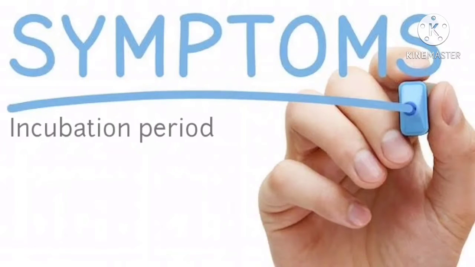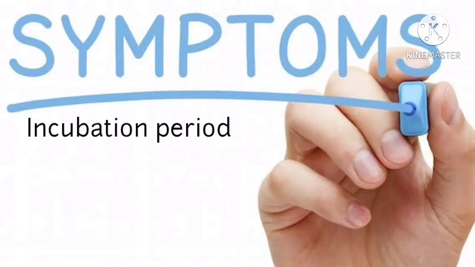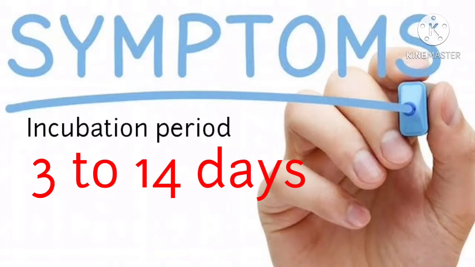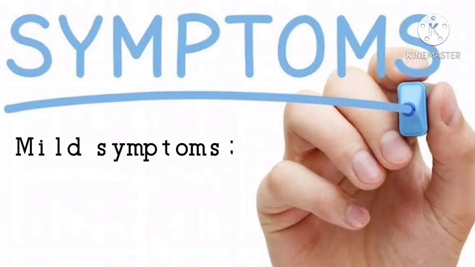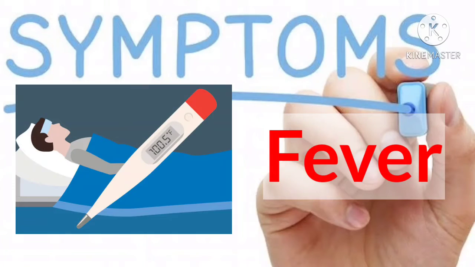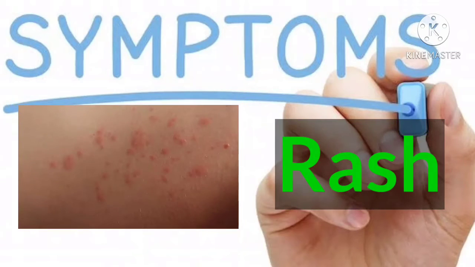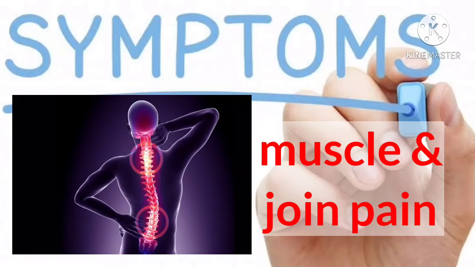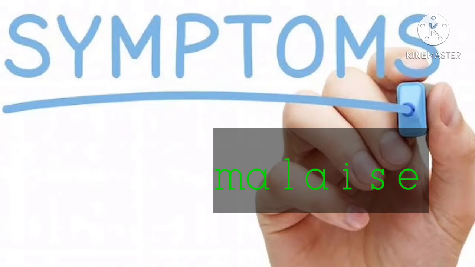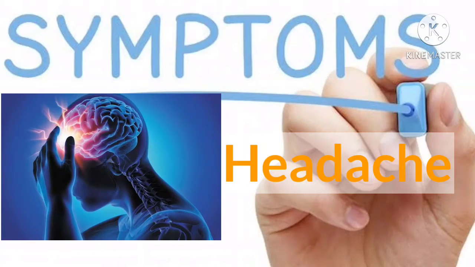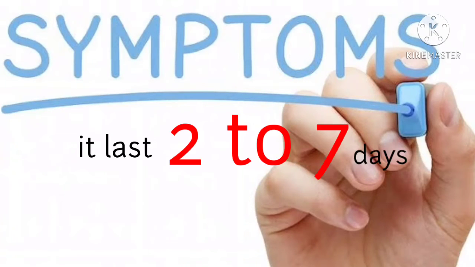The incubation period, or the time from exposure to symptoms of Zika virus disease, is estimated to be 3 to 14 days. The majority of people infected with Zika virus do not develop symptoms. The symptoms are generally mild, including fever, rash, conjunctivitis, muscle and joint pain, malaise, and headache, that usually last for 2 to 7 days.